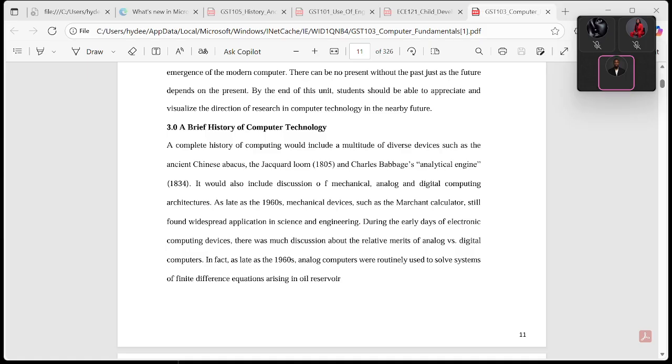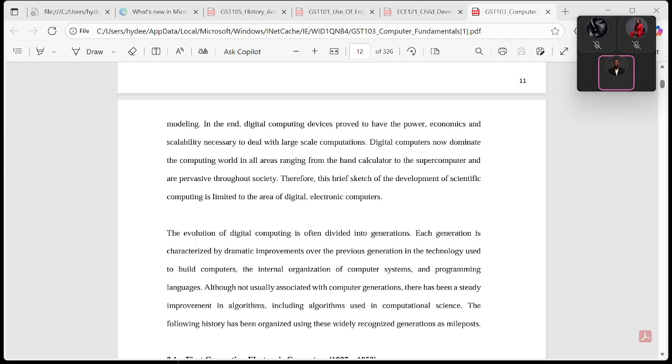Okay, so where we're going to continue from is the second generation. The second generation is from 1954 down to 1962. Okay, so core technology. Let me bring this here.